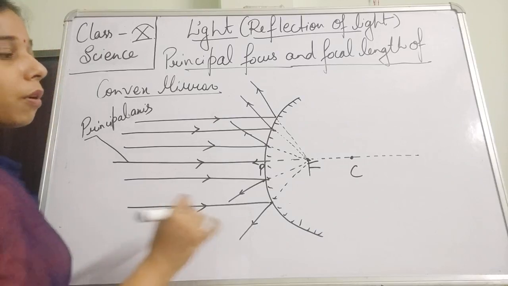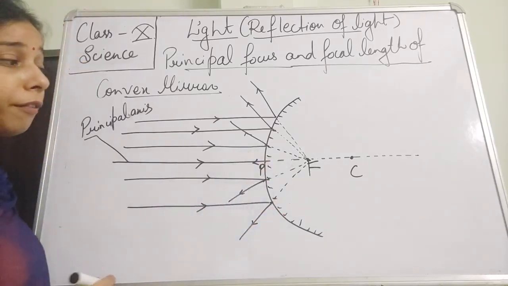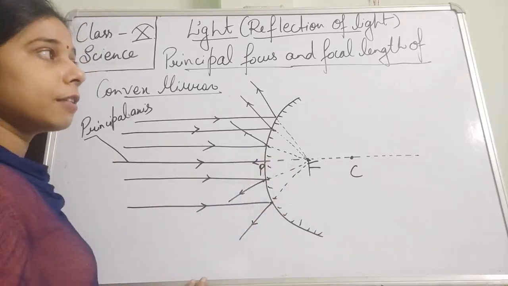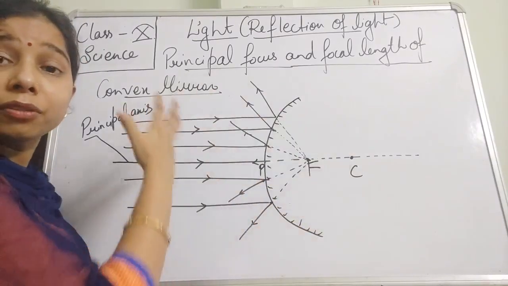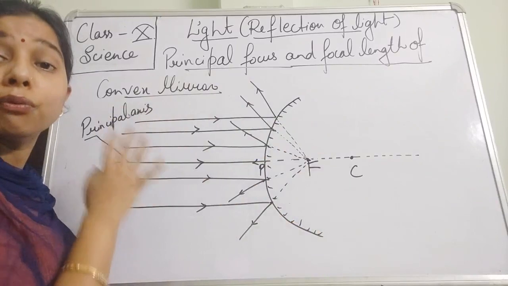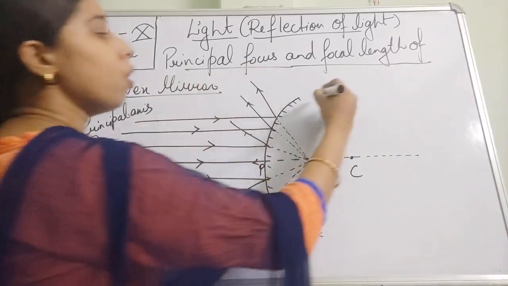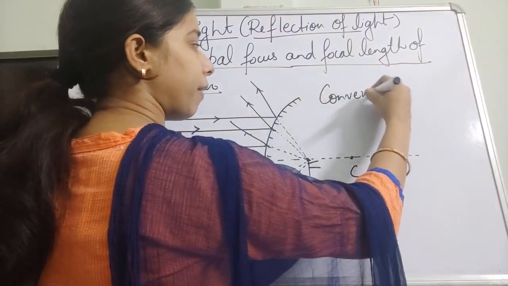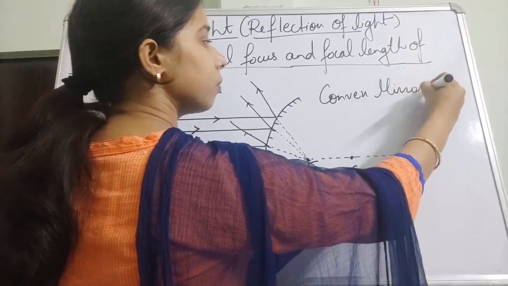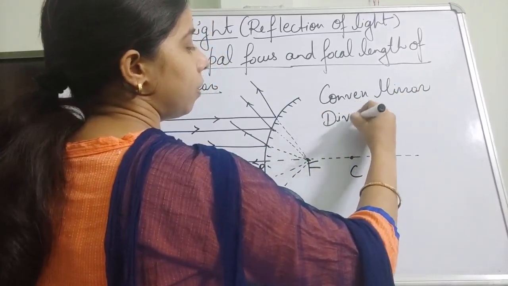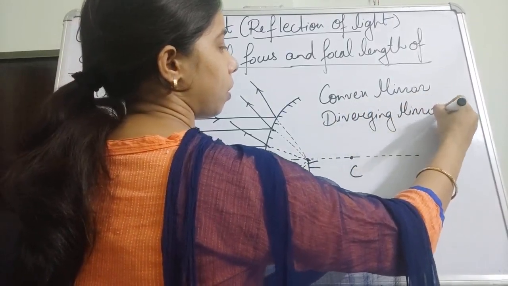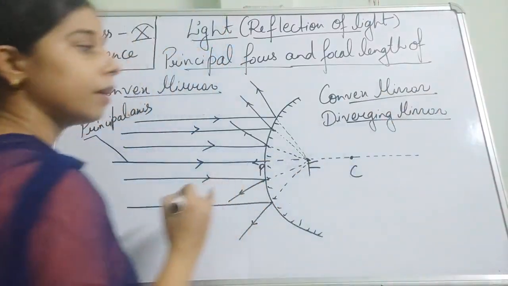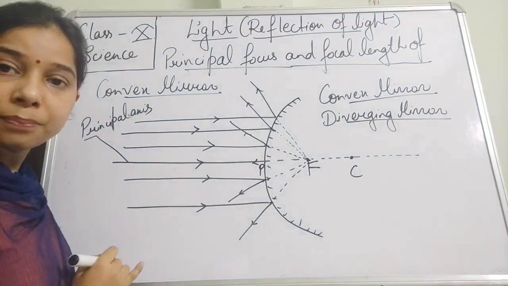Now, students, what kind of mirror is this? It is a convex mirror, since it is responsible for diverging the rays of light which are falling on its surface. So we will call it a convex mirror or diverging mirror.